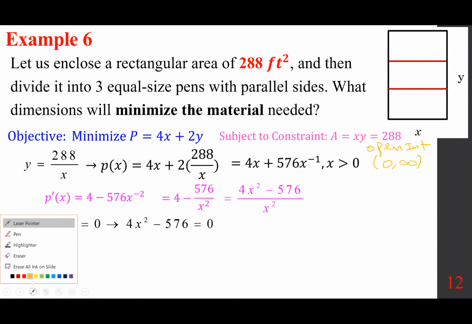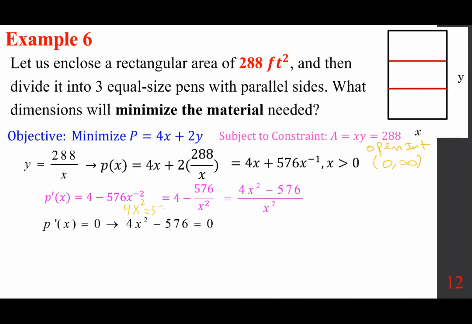That means 4x squared is 576. Divide by 4, 144. There are two answers, and the only acceptable answer is positive because of the dimension. So we have an open interval with one critical point. So whenever we are done with the result, it's not only local, it is also absolute. So this was one calculus step.